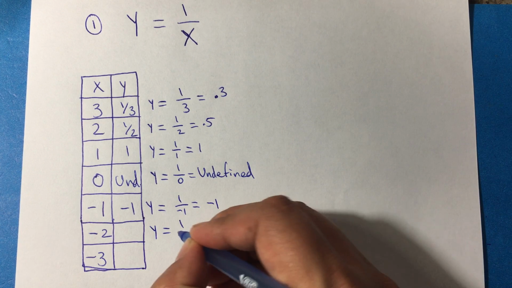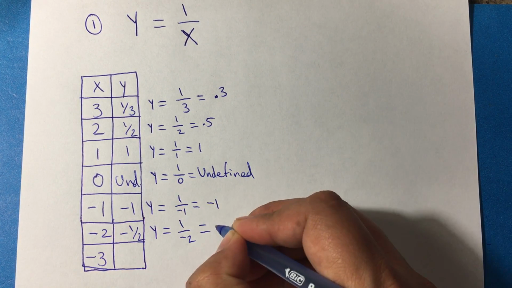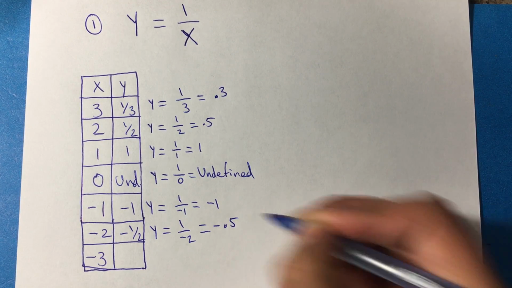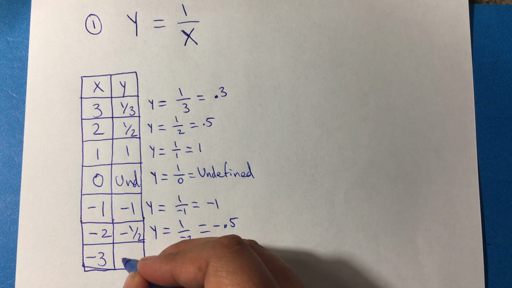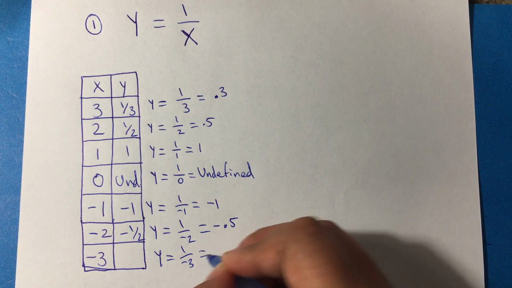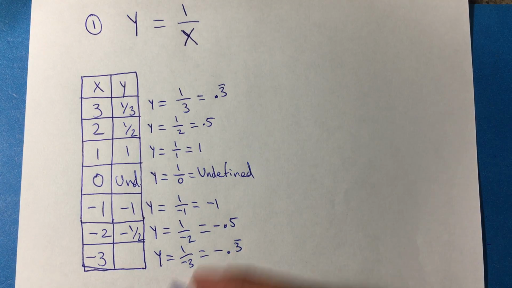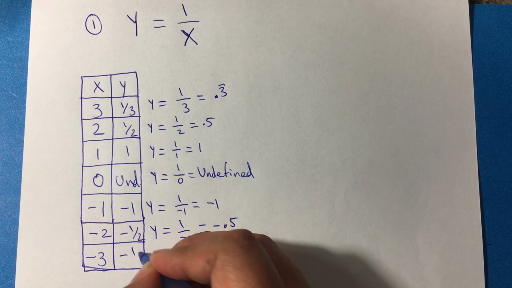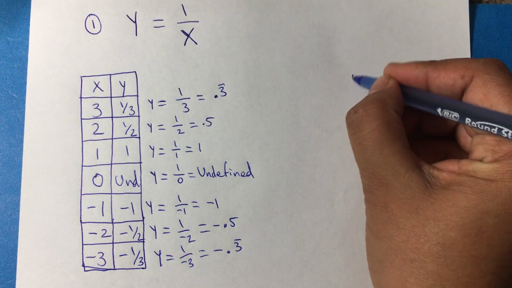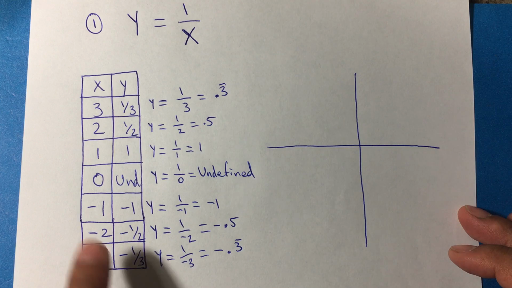y equals 1 divided by -2, which is -1/2 or -0.5, whichever you prefer. And y equals 1 divided by -3, which is -0.333333, I forgot to put the little dash on there, or just -1/3. And so in here, we're going to graph our rational function.